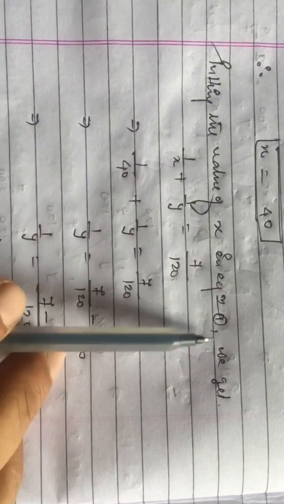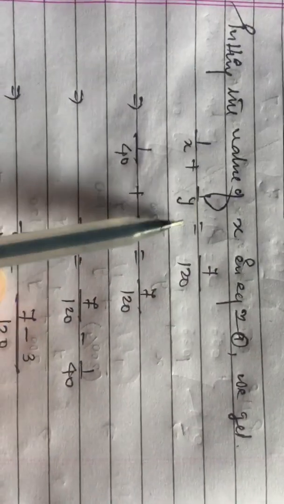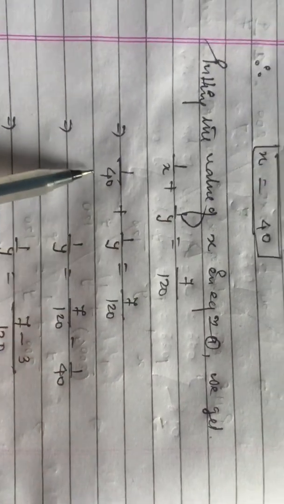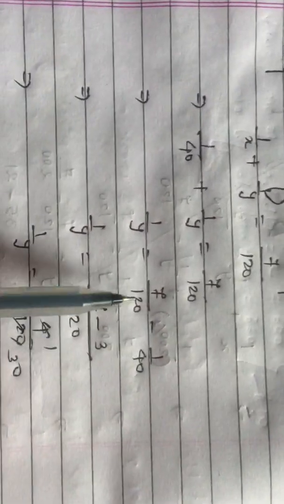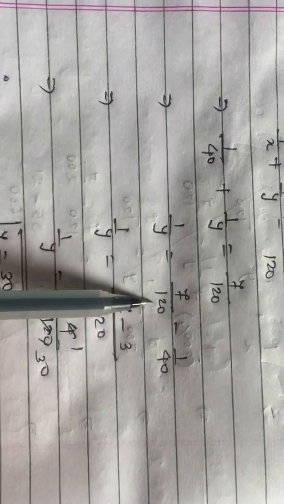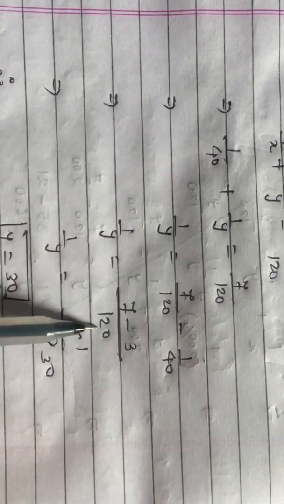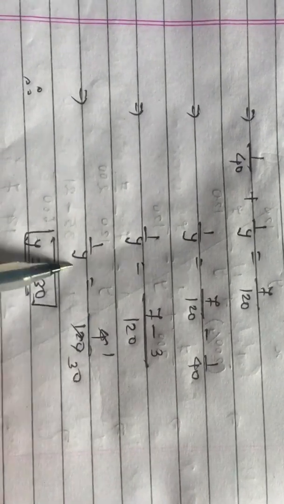Putting the value of x in equation 1. Equation 1 is 1 by x plus 1 by y is equal to 7 by 120. Instead of x, 40 only. 1 by 40 transferring this side. Now take the LCM 120. 120 divided by this 7 minus 40 divided by this 3. 7 minus 3 is 4. 4 ones are 4. 4 3s are 12. Y ones are y.